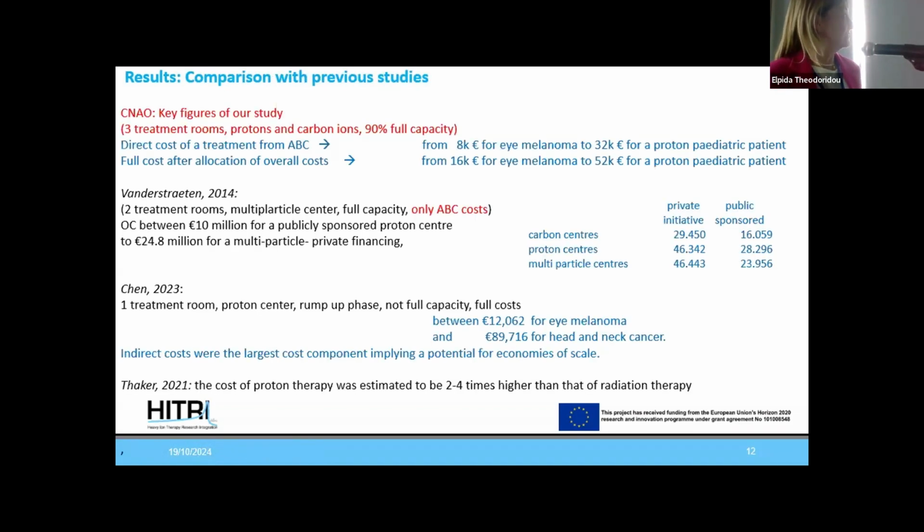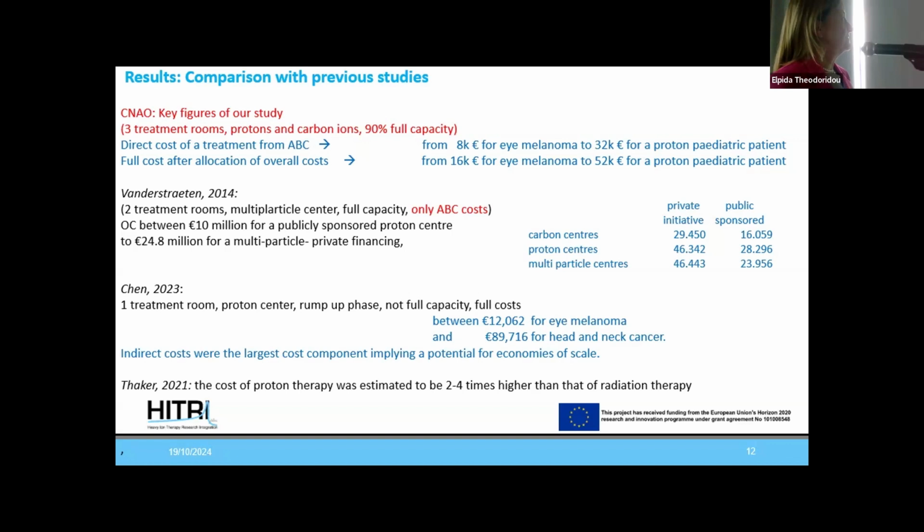So now we arrive to tell how the money of the results and to try to explain some comparison with the previous studies. For CNAO, as we told before, the results are affected by differences among the facilities where the studies are performed. For example, in CNAO, we have 3 treatment rooms. We have protons and carbon ions, and we can be considered 90% of our full capacity.